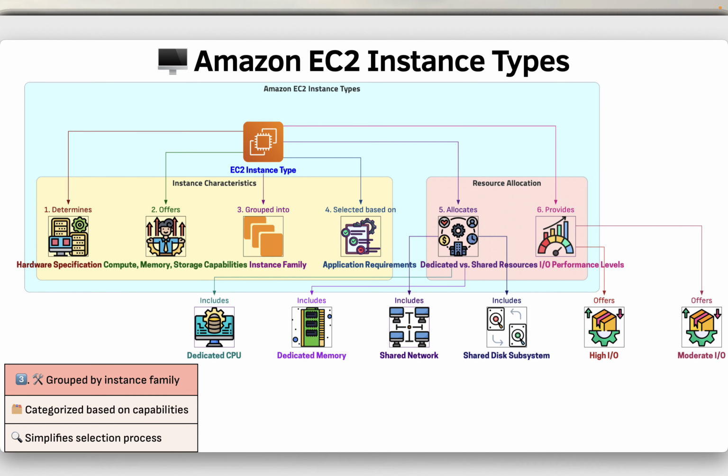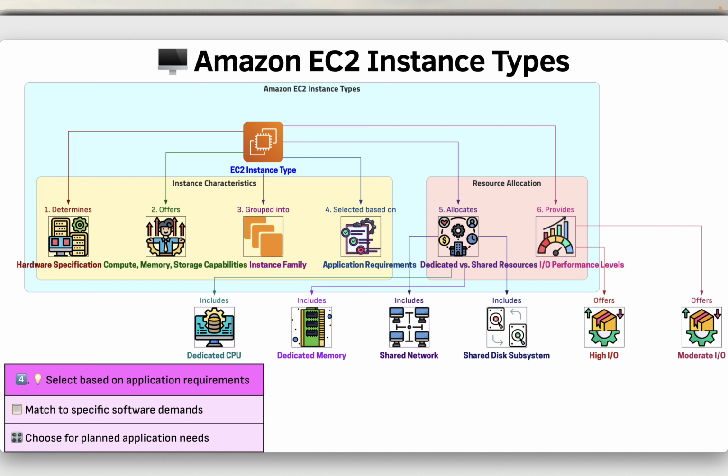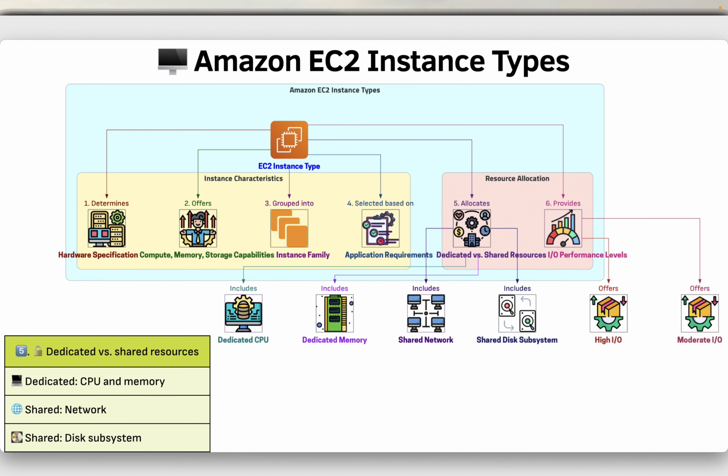So this is grouped by instance family. Based on their capabilities, instance types are categorized into families to simplify the selection process for your application requirements. You choose an instance type that meets the specific demands of the software or application that you plan to run. Some resources like CPU and memory are dedicated to each instance, while others such as network and disk subsystems are shared.